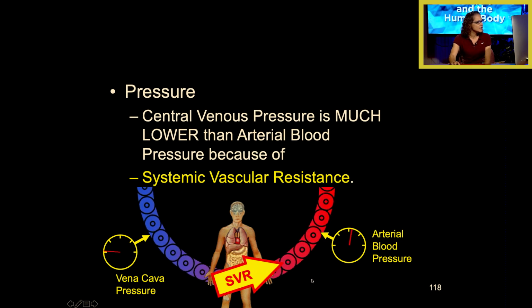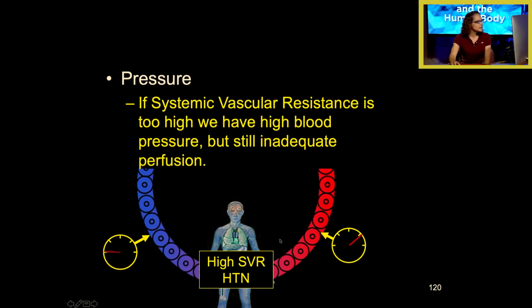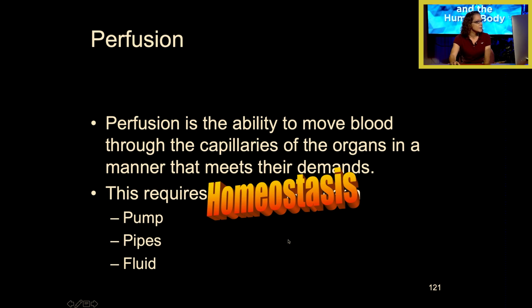So why is it that this central venous pressure is much lower than arterial blood pressure? It's because of systemic vascular resistance, okay? If we lose systemic vascular resistance, we have no blood pressure and inadequate perfusion. So it doesn't really matter whether our blood pressure is way too high or way too low. Either way, we are losing the ability to perfuse the organs in a manner that meets their demands. If systemic vascular resistance is too high, we have high blood pressure, but still inadequate perfusion. Remember, perfusion is the ability to move blood through the capillaries of the organs in a manner that meets their demands. And this requires homeostasis, or equilibrium, a balance between the pumps, the pipes, and the fluid.